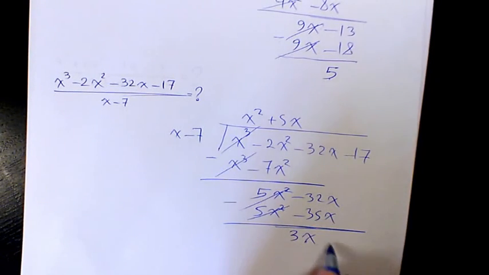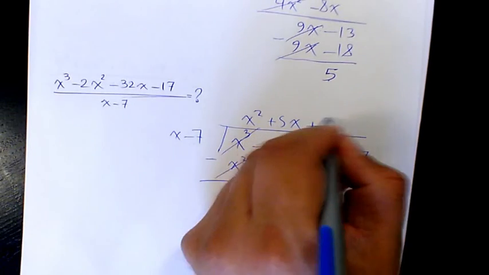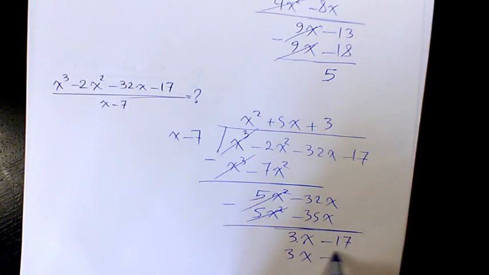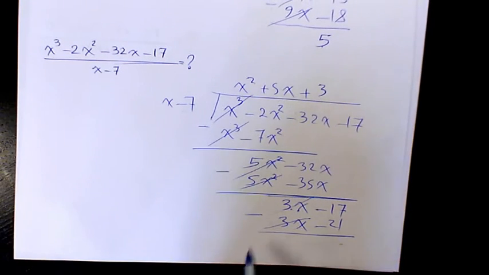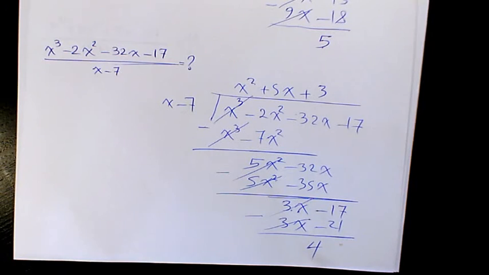Then you bring the next number down, negative 17. 3x divided by x is going to be 3. 3 times x is 3x. 3 times negative 7 is negative 21. When you subtract it, these two cancel out. And we have 4 as the remainder.